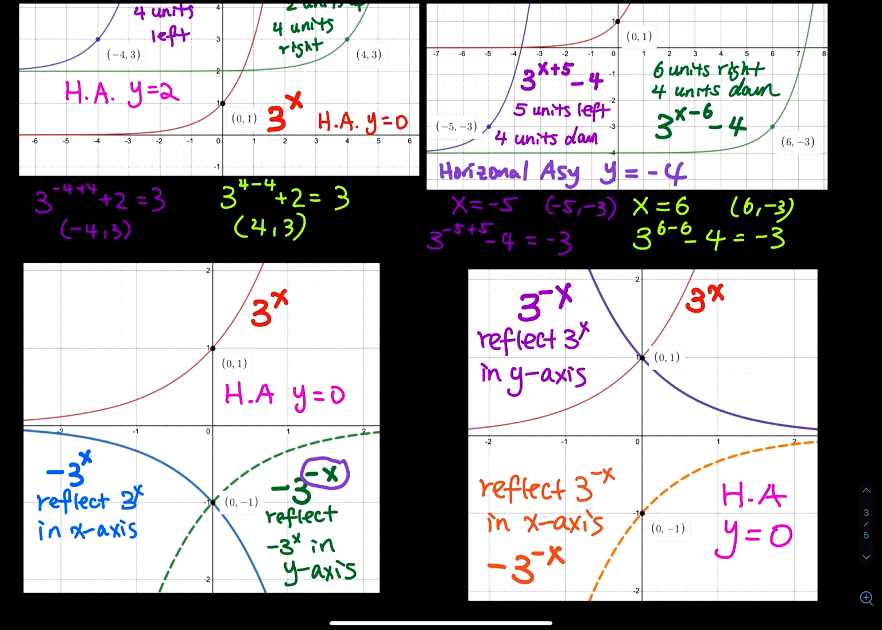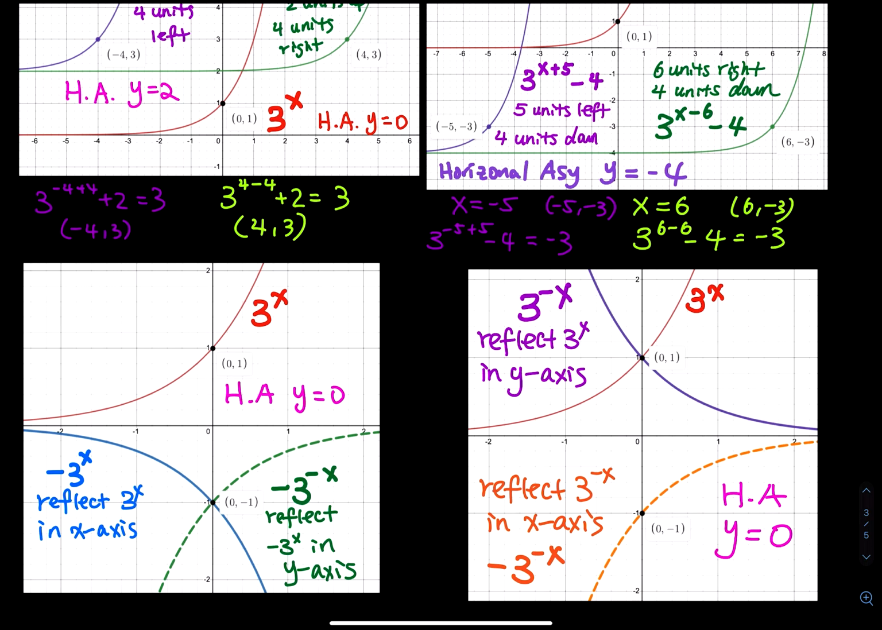And then the last one, the parent function, is by the way, for all these functions, the horizontal asymptote is y equals 0. For the green function, as x goes to positive infinity, y goes to 0. For the blue function, as x goes to negative infinity, y goes to 0.